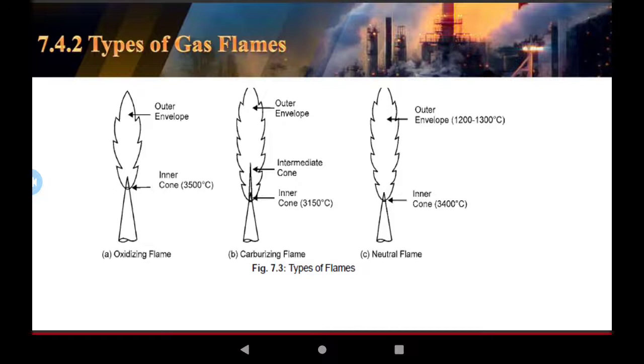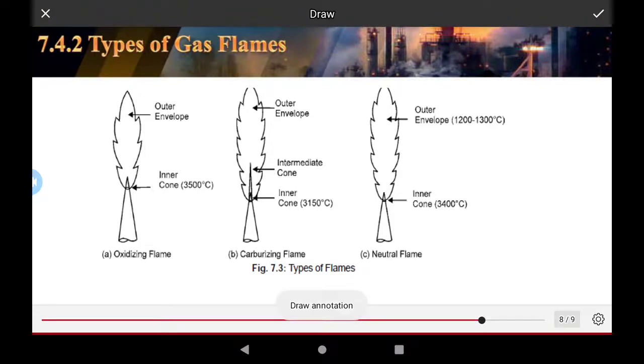The types of gas flame in the figure. This is the oxidizing flame. This is the notch of the tip, and the inner cone is generated with a temperature of 3500 degrees Celsius. This is the inner cone, and this upper part of the flame is the outer envelope of the flame.